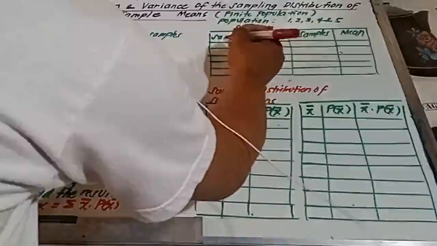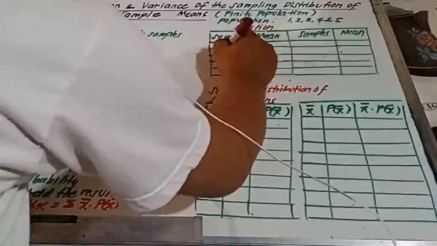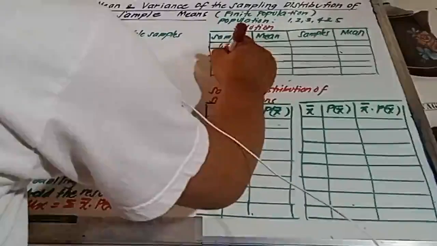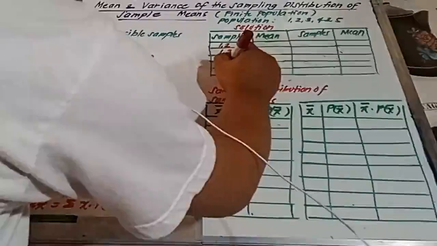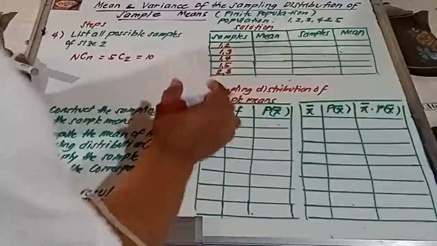So, we have first samples natin is 1, 2, 1, 3, 1, 4, 1, 5. Okay? Wala na. Then, 2, 3. Pinagdalawa ko na kasi kapos sa space. So, we have 2, 4, 2, 5. What else? 3, 4, 3, 5. And last is 4, 5.